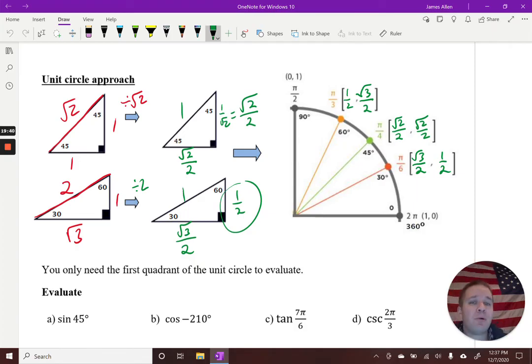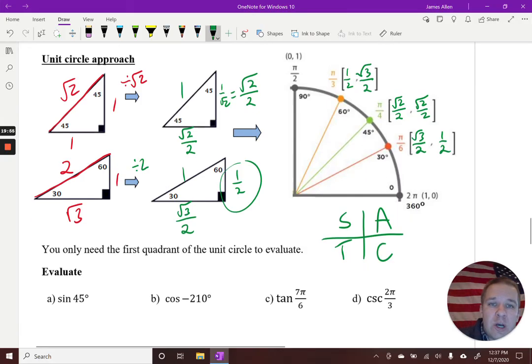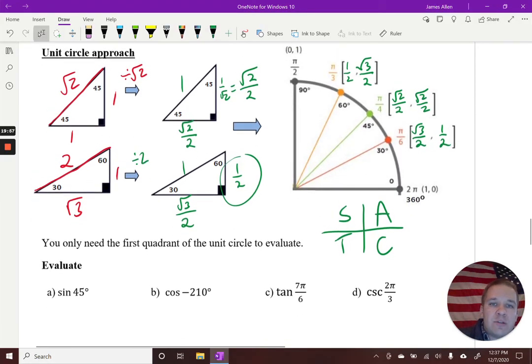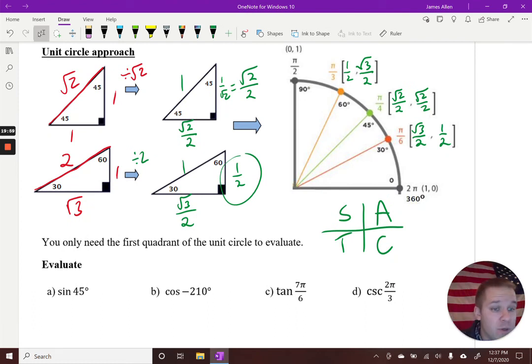So really, we only need this first quadrant of our unit circle to evaluate everything in conjunction with all students take calculus, and here's how we'll do it. So we'll use that unit circle for now. It's best to also memorize that so you can go through things really quickly. But again, special right triangle or this approach works. And each one has its own advantages, really.